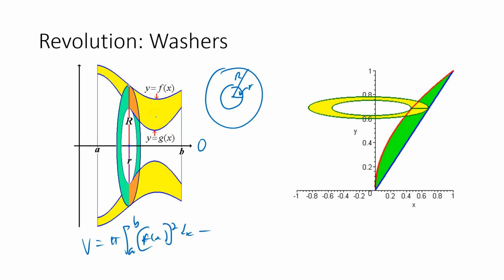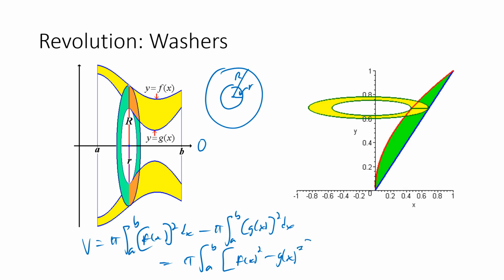And then we have to subtract off the volume with the little disks. So it would be pi integral a to b g of x squared dx. Usually you see this written together: pi integral a to b f of x squared minus g of x squared.